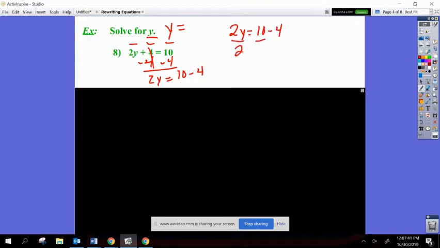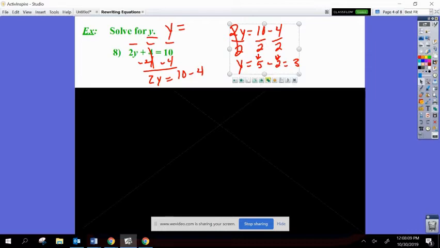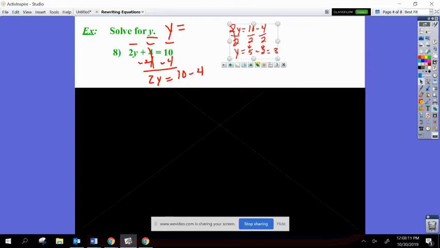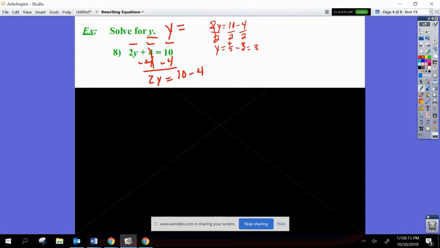If I divide that by 2, every term gets divided by 2. So there's 1, 2, 3 terms, all 3 of which get divided by 2. I have 10 divided by 2, which is 5, minus 4 divided by 2, which is 2, and 5 minus 2 is 3. It would have been a lot easier if right away I just did 10 minus 4, and I had 2y equals 6. And we divide by 2, y is equal to 3.